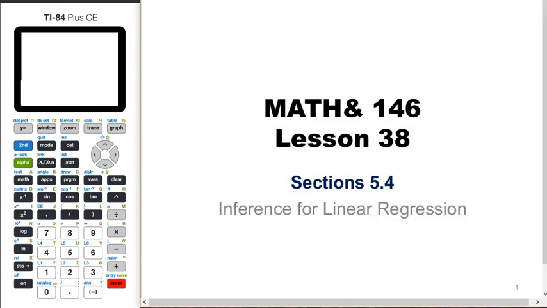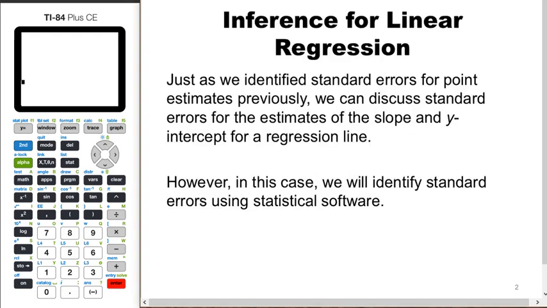Okay, so let's go ahead and do some hypothesis testing using linear regression. Just as we identified standard errors for point estimates previously, we can discuss standard errors for the estimates for slope and y-intercept as well. The difference is that we're not going to be calculating them. The formulas for the standard error for these things are fairly painful. We'll just let the statistical software do it for us.